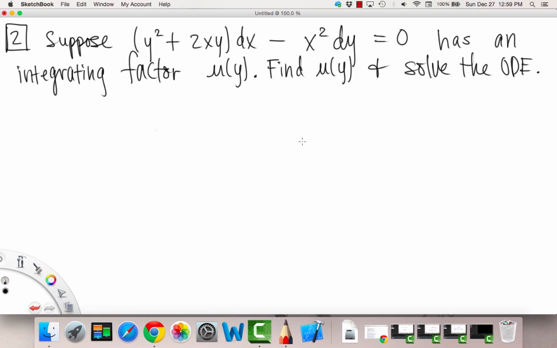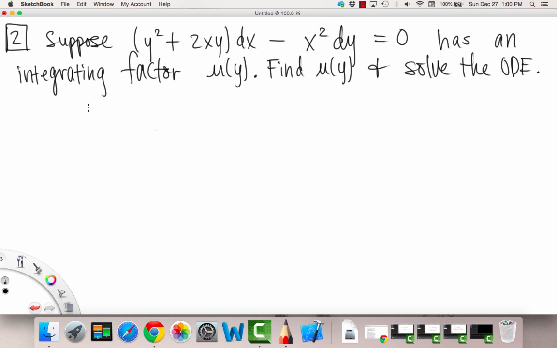Problem 2 says that suppose this equation here has an integrating factor mu of y. So we're already told that it has an integrating factor. That means that right now it's not exact, okay? And also that our integrating factor is a single variable function only dependent on y. So we're going to find this integrating factor and then solve the ODE.